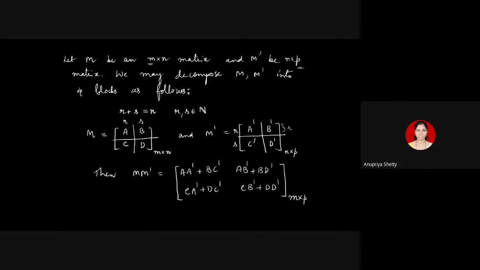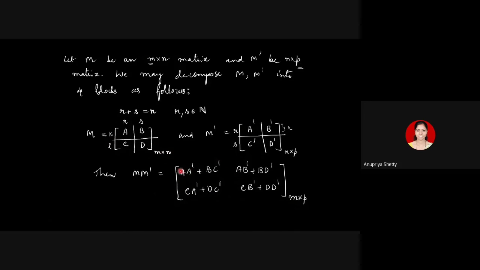Suppose I assume that here there are some K number of rows and here some L number of rows whose sum is equal to M. K plus L is M. If A has K rows, here also you will get K rows in the first block. C has L rows, so here also you will get L rows. The total number of rows will be K plus L, which is M.